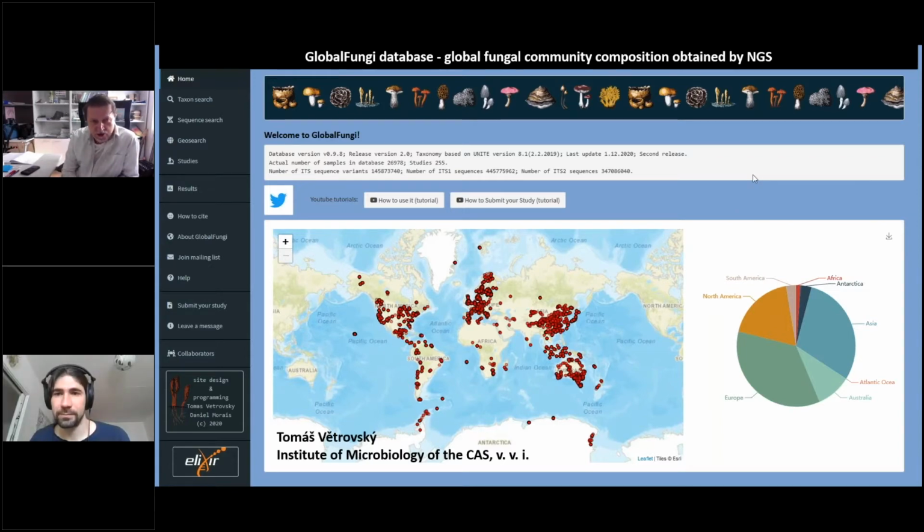Many people in Czech Republic have picking mushrooms as a hobby, and today we will show you when the hobby becomes an obsession, because Tomáš Větrovský from the Institute of Microbiology is going to present the GlobalFungi database, which is, I think, the largest collection of the sequences of the genomes of the fungi all over the world. So Tomáš, please, the floor is yours.